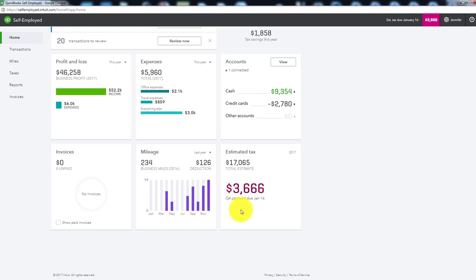Now, of course, this number, this $3,666, is going to increase based upon your profit. So if you make additional profit, which we hope you do for 2017, this number is going to increase.